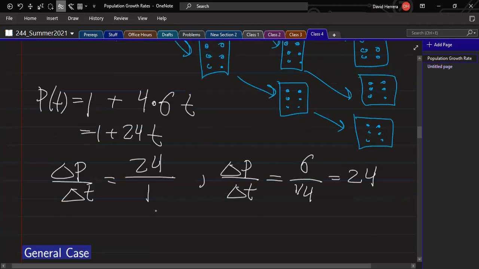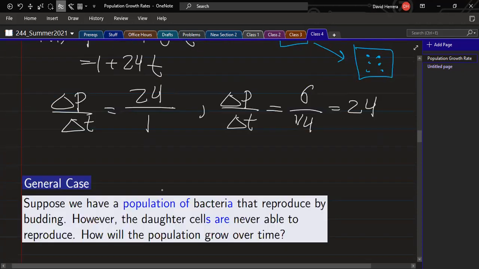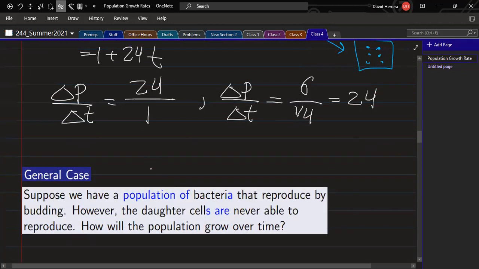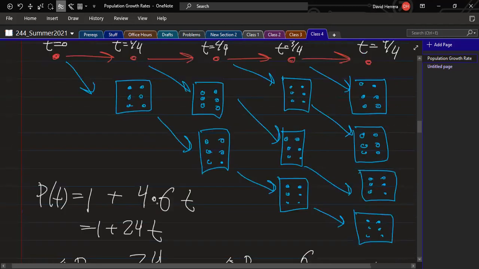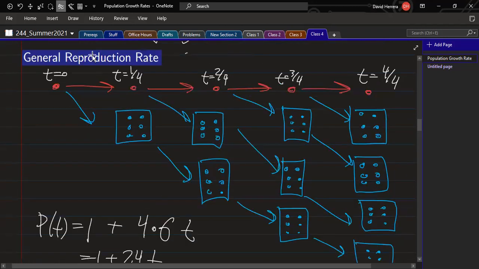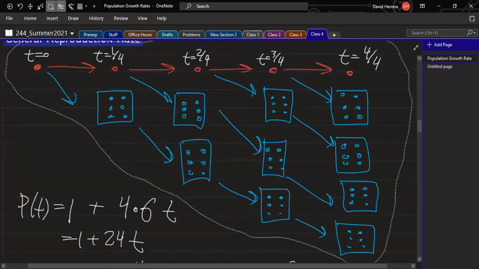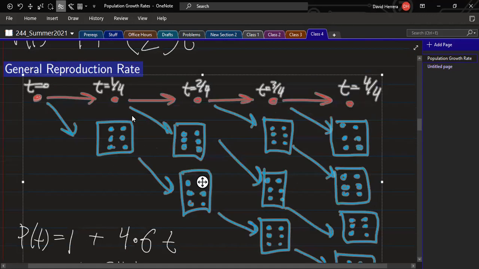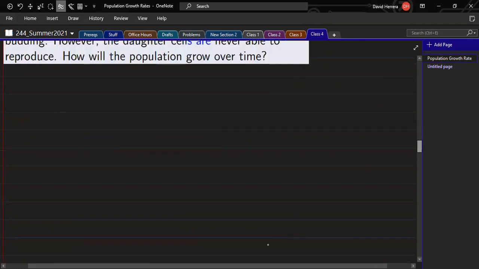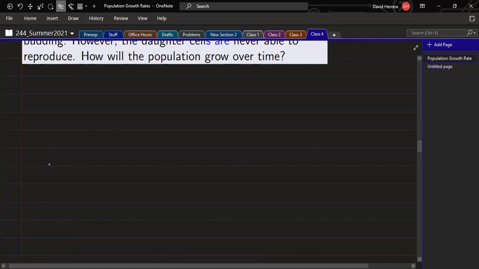So now what we can do is we have a very general case. The general case is you just take this picture, and instead of starting with a single mother bacteria, you start with a whole bunch of bacteria. So let's just do 2. It's very nice. You can just take the picture and copy it. I'm not going to force you to sit here through that again.